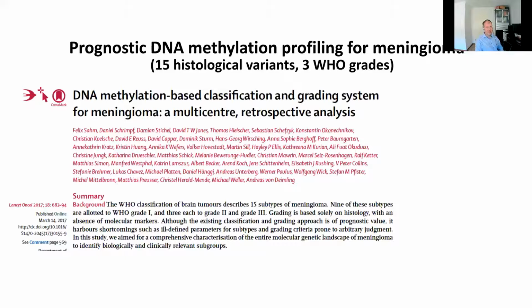Another application for such profiling is meningioma. It's, for most cases, a benign tumor on the coverings of the brain. However, there are 15 histological variants, and there are 3 WHO grades. And grade 1 would be benign, and grade 3 would be malignant, and grade 2 would be somewhere in between.